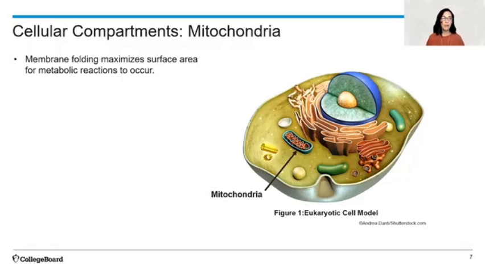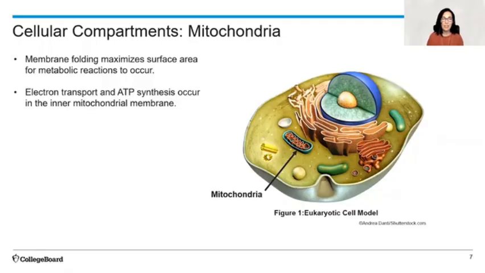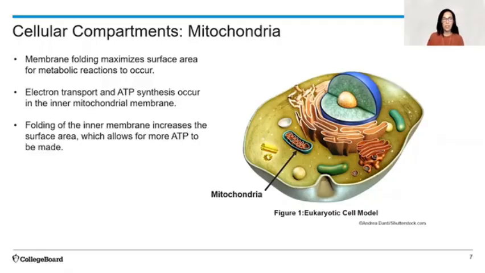Membrane folding also can be maintained in these different membrane-enclosed organelles and maximize the surface area for metabolic reactions to occur. So we can see how that inner membrane in Figure 1 of the mitochondria is highly folded, and this will increase the surface area for electron transport and ATP synthesis. And so that folding will maximize the amount of ATP that the mitochondria can generate for the cell to do work. And if you reduce that folding in any way, or if it's damaged, it's going to be less efficient at making energy, and that can ultimately impact the entire cell.